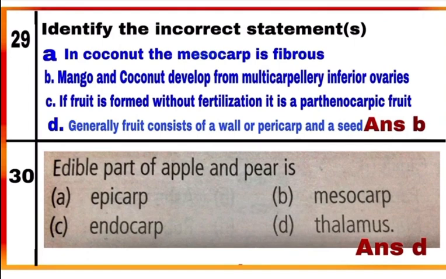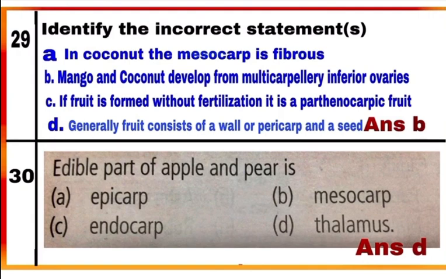Now see the other statements. Statements A, C and D are the correct statements. Statement A, in coconut the mesocarp is fibrous. Statement C, if fruit is formed without fertilization, it is a parthenocarpic fruit. And see statement D, generally fruit consists of a wall or pericarp and seed. All these three statements are correct. So mark B, which is an incorrect statement, as the answer.